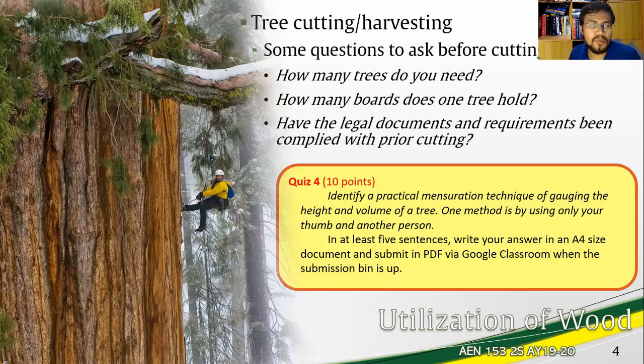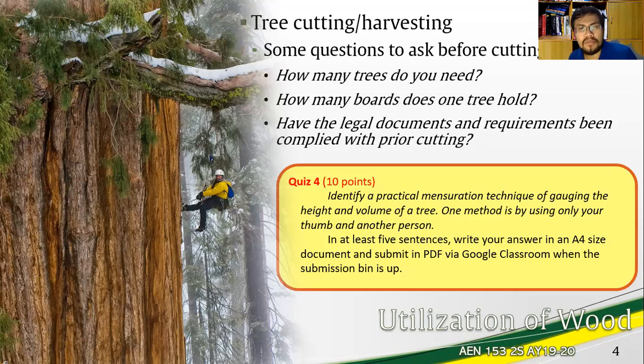But how will you be able to use your thumb and another person to measure or identify by eyeball estimate, for example, the height and the volume of the tree so that you'll be able to know the quantity of boards that you can make out of that tree? If you know other means, or if you can research other means of doing that, that would be good. I'll be putting up a submission bin in our Google Classroom, and you have to submit when it is due.